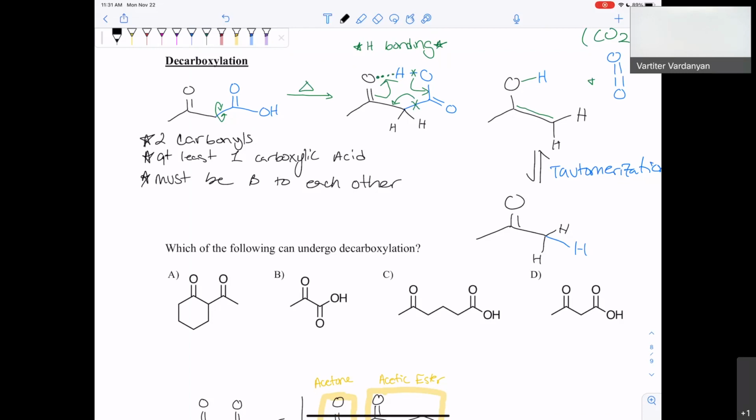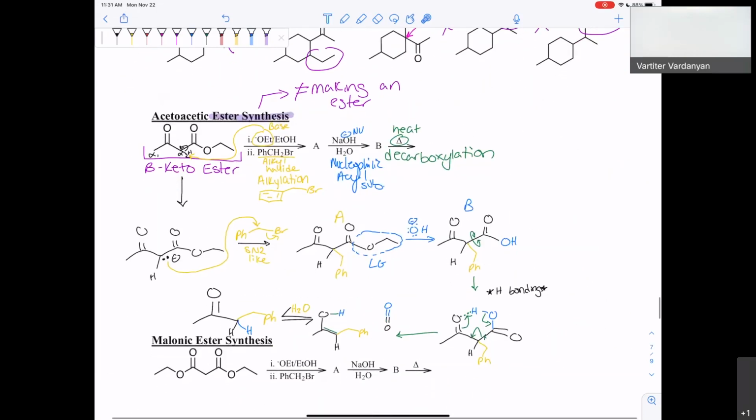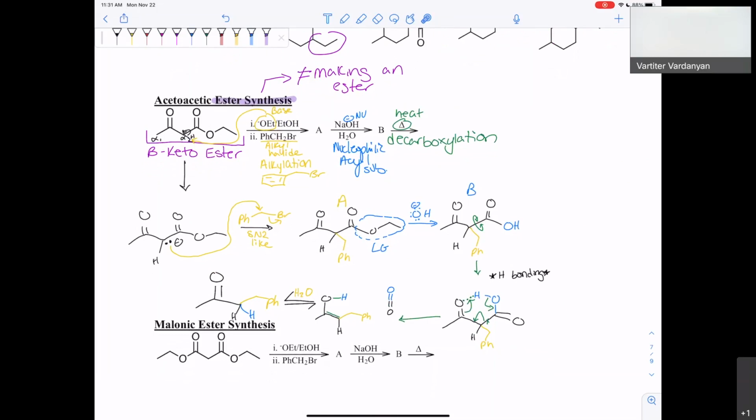Exactly. So if we had an extra carbon in between here, for example, like in here, we would not undergo decarboxylation at all. So what if we had this reaction with something that's not a beta keto ester? Technically, we would undergo the first and second step because that doesn't have anything to do with the decarboxylation, but we couldn't do the third step. So we would just say overall no reaction.